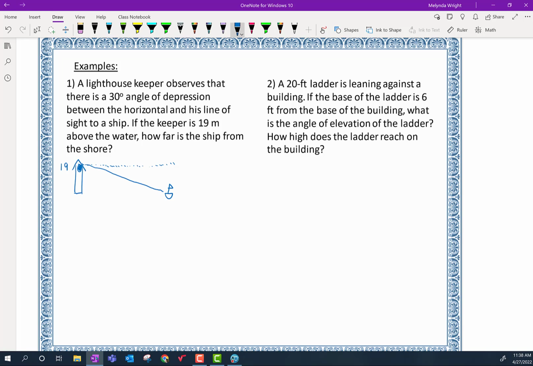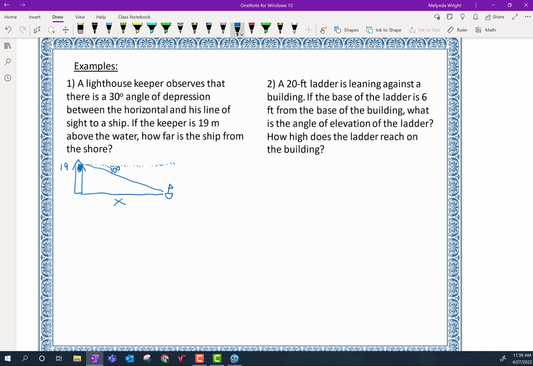So the 30-degree angle of depression between the horizontal and his line of sight means that's this little angle right in here. That's 30 degrees. All right, what else do we know? How far is the ship from the shore? This is what we want to know, so we're going to call that x. Now, let's think. We need something inside the triangle, right? We've got that 30 degrees. It's kind of hanging out in the air. We need it inside the triangle.